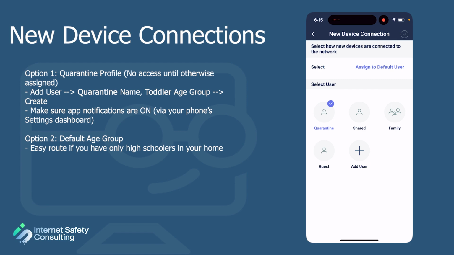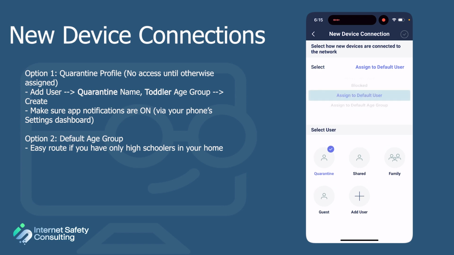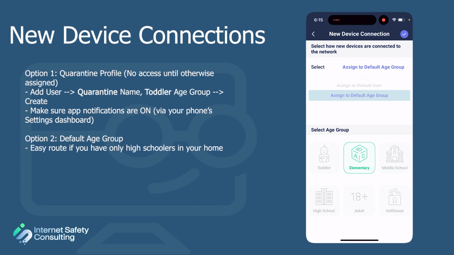The other option we recommend is assigning to a default age group instead of a default user. This can be especially helpful if you have a lot of new devices, a lot of visitors coming in and out of your home that are connecting to your Wi-Fi network, and you don't want to have to manage every single connection and manually assign them to a different user every time a new device connects. So to do this, you just select the Assign to Default Age Group option and choose your age group that you think will cover all of those new device connections.